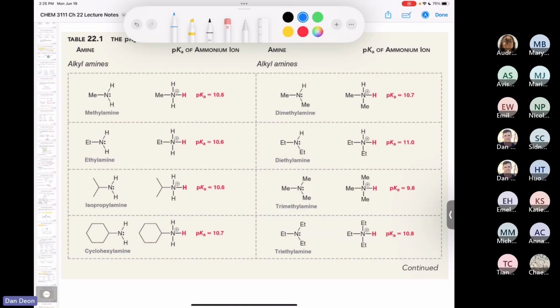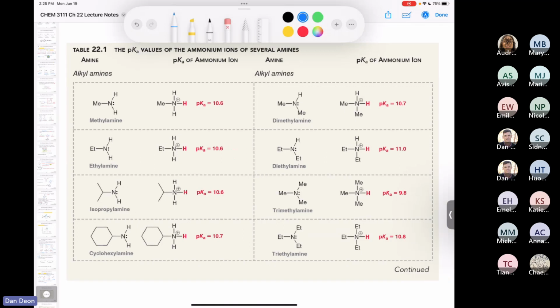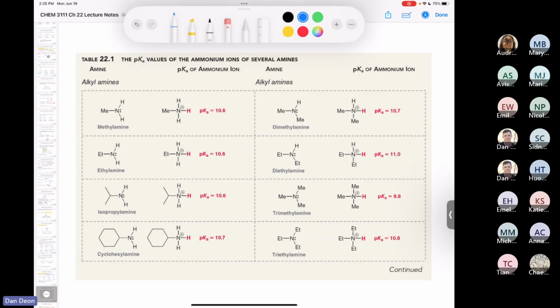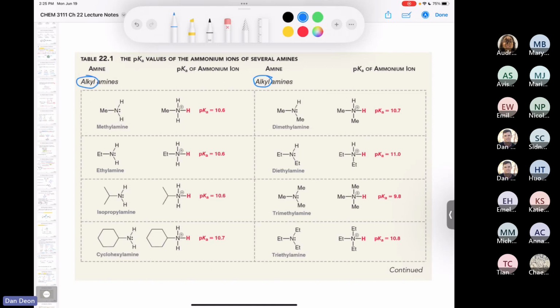Every single one of these protonated amines, they all have alkyl groups, right? These are all alkylamines, right? And they all have a pKa what? In the same range. They're all around what? Pretty close to 11, as a matter of fact. I mean, this one is around 10, but they're all 10 to 11-ish, right? Something like that. So a pKa of 10 to 11 for any kind of alkylamine.